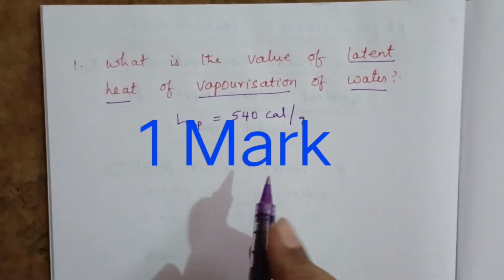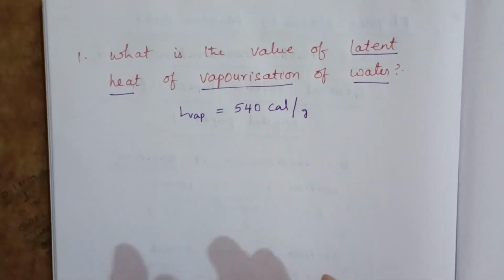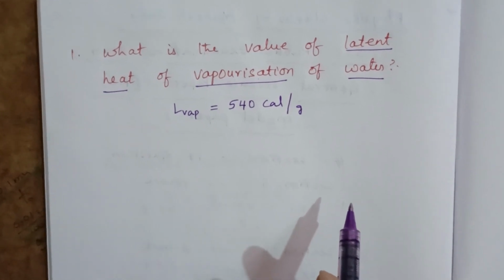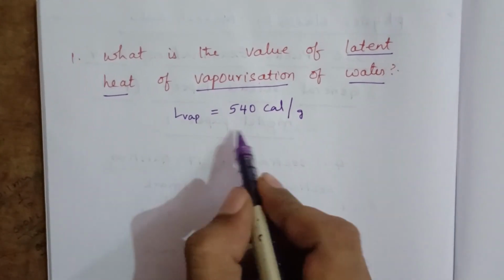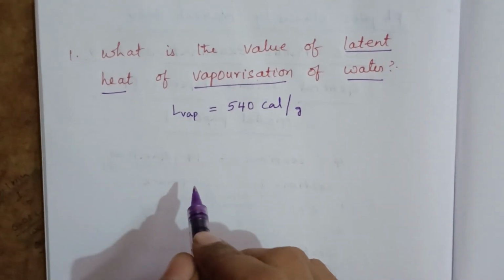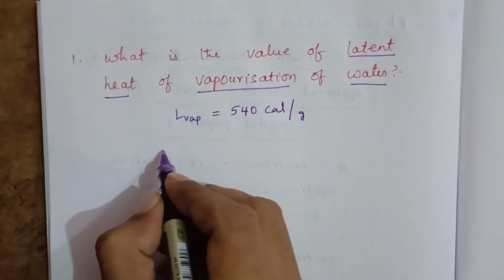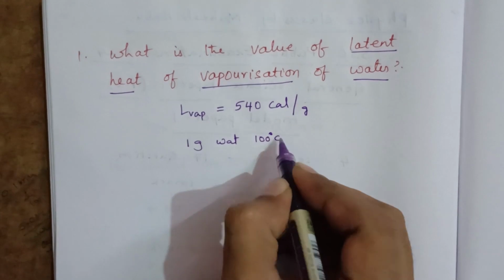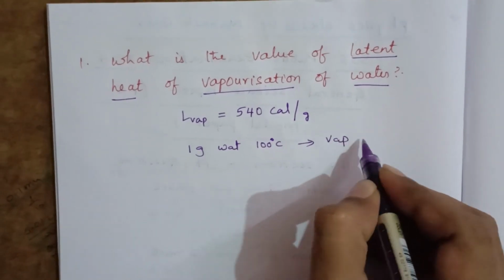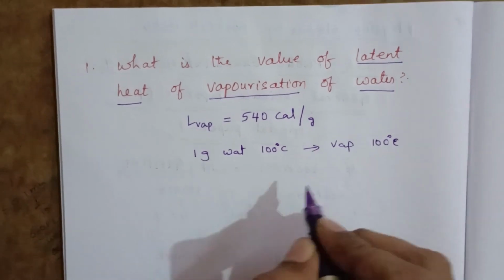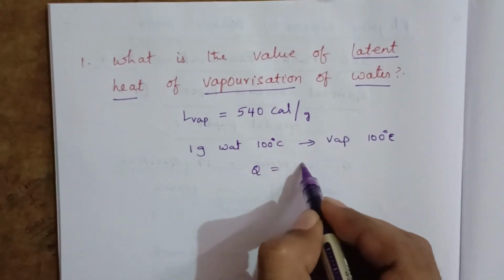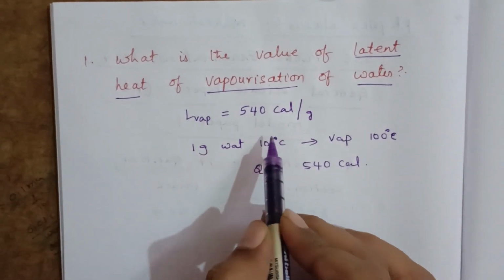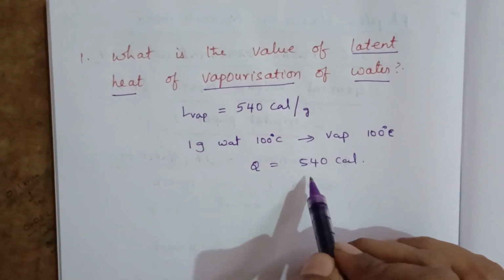Now here, practicing a model paper does not mean simply learning that question. We should learn completely about it, then if they ask in another form also, we are able to answer. Now, what does 540 calorie per gram mean? I already mentioned this: to convert 1 gram of water at 100 degrees Celsius to vapor at 100 degrees Celsius, we should give heat energy of 540 calories.